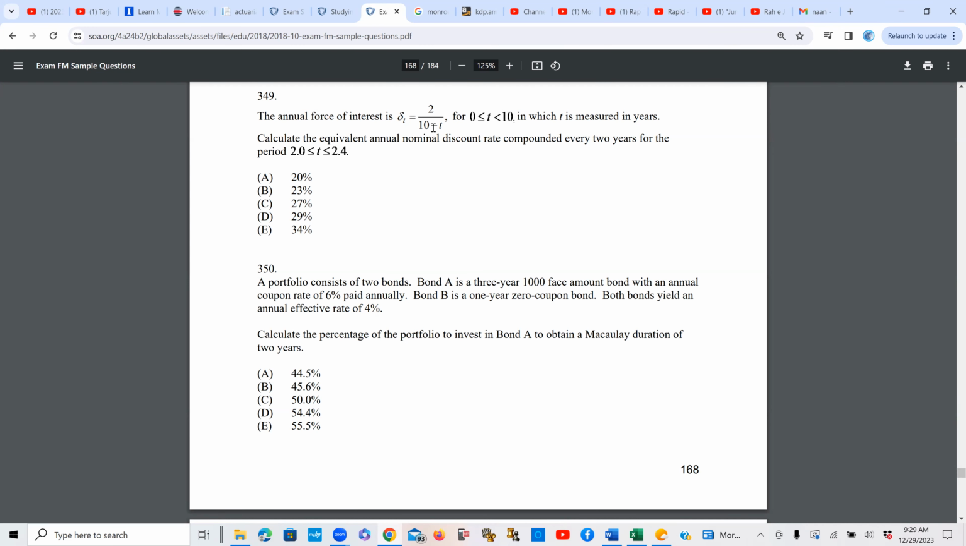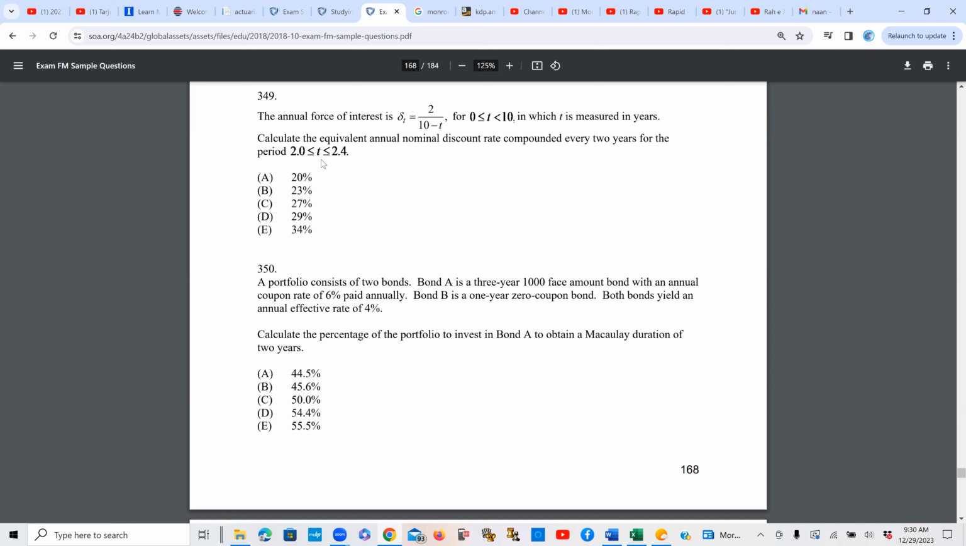rate. Since the force of interest is variable in this case, the discount rate or the interest rate will vary from period to period. Therefore, it's not enough to say calculate the annual nominal discount rate. They have to mention over which period, because it will change depending on the period. If the force of interest was constant, then the corresponding discount rate or interest rate, the compound one, is also constant, but not in this case because the force of interest is variable.